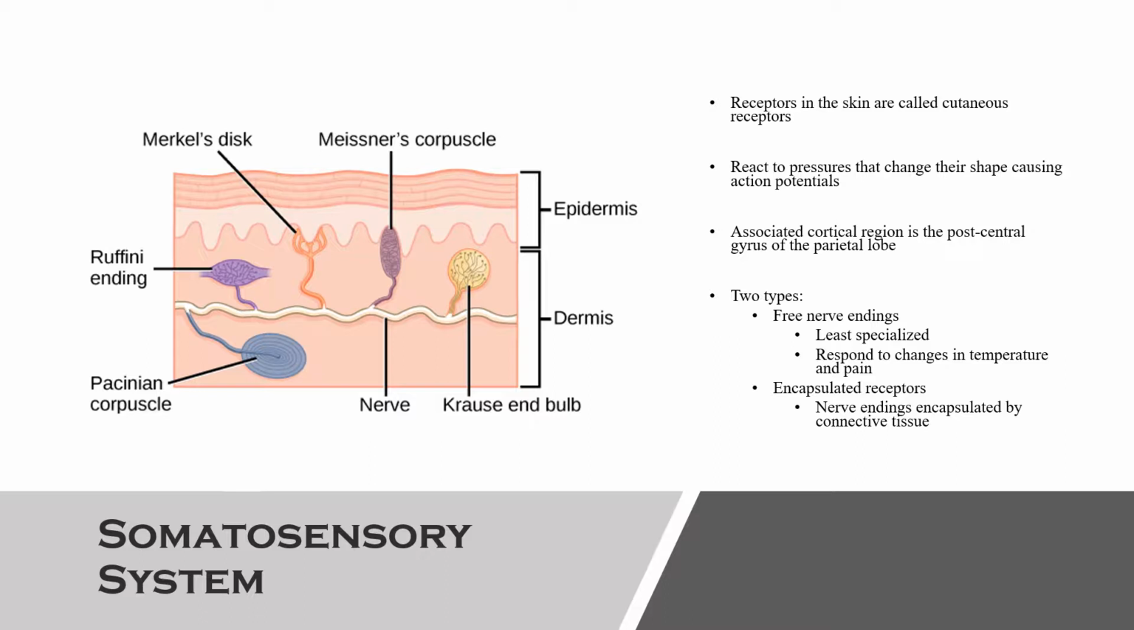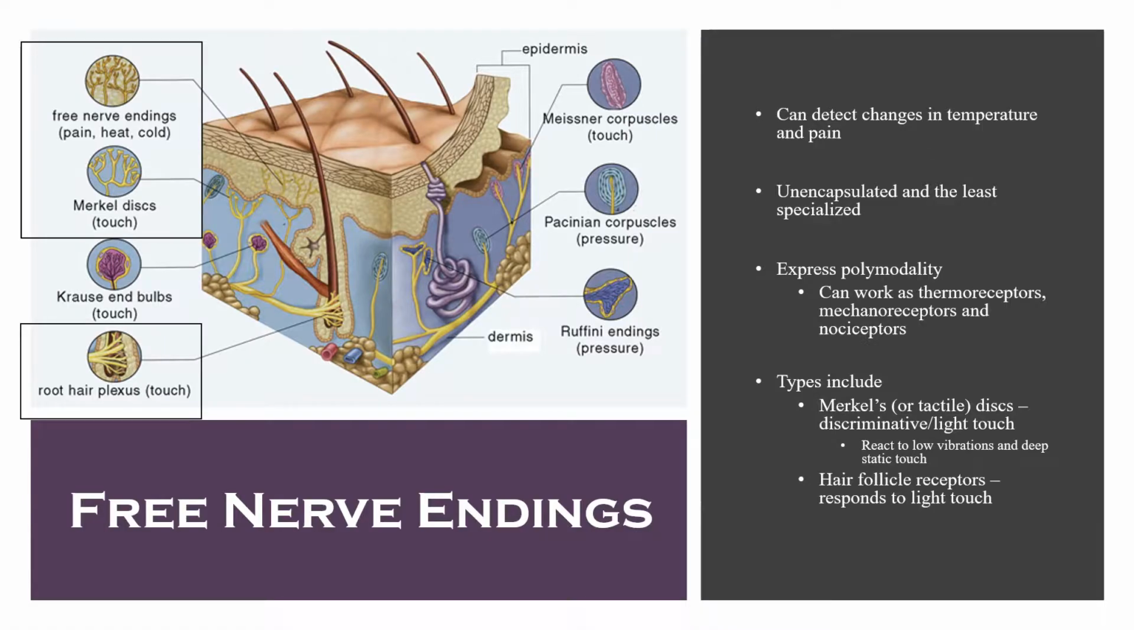There are the free nerve endings, which are the least specialized, and these are what respond to changes in temperature and pain. And then there's the encapsulated receptors, which are nerve endings that are encapsulated by connective tissue. So starting with your free nerve endings, they can detect changes in both temperature and pain. They're unencapsulated, and once again, they are the least specialized. They do express polymodality, so they can work as both thermoreceptors, mechanoreceptors, and nociceptors.